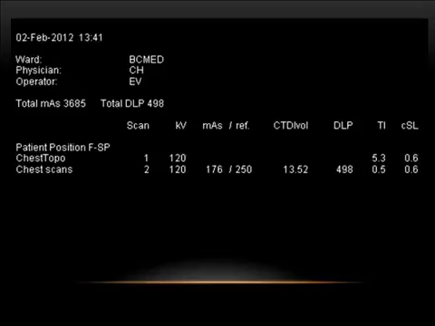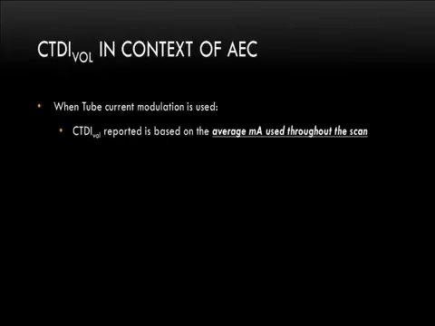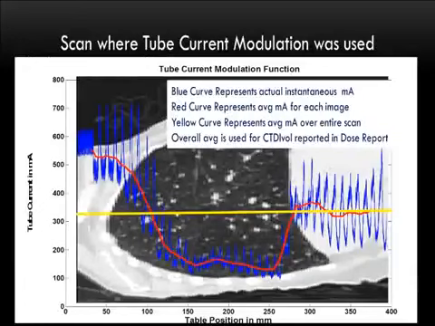There are some exceptions. Toshiba has some software versions where this CTDIvol number is based on the maximum, but they've changed that. You'll have to, again, look at your user manual or contact the Toshiba folks about which software version you're using. Okay? So when tube current modulation is used, the CTDIvol reported is based on, again, mostly true but not absolutely true, the average mA used throughout the scan. Almost always true, but there are some exceptions. All right, so what does that mean?